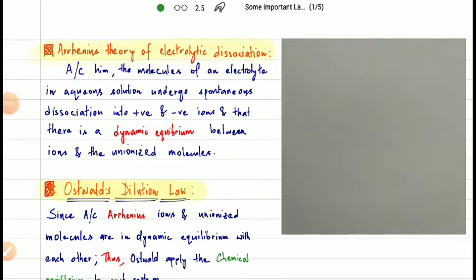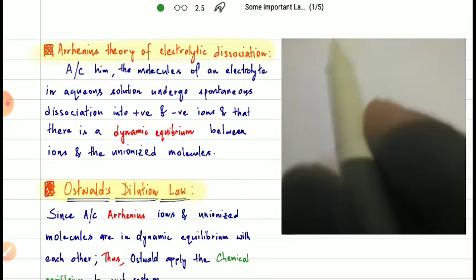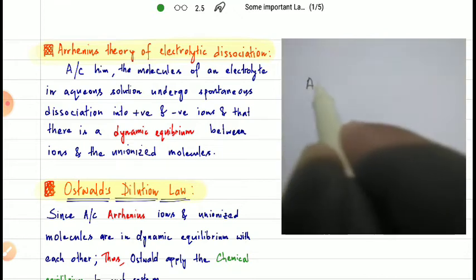Good morning. We have already discussed the applications of conductance measurement in the previous videos, but today we're going to discuss some important theories, laws, and effects which are often observed in electrochemistry. The first and most important theory is Arrhenius theory.